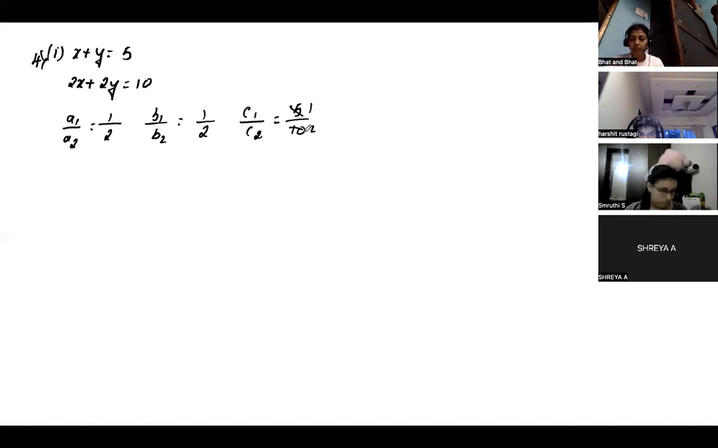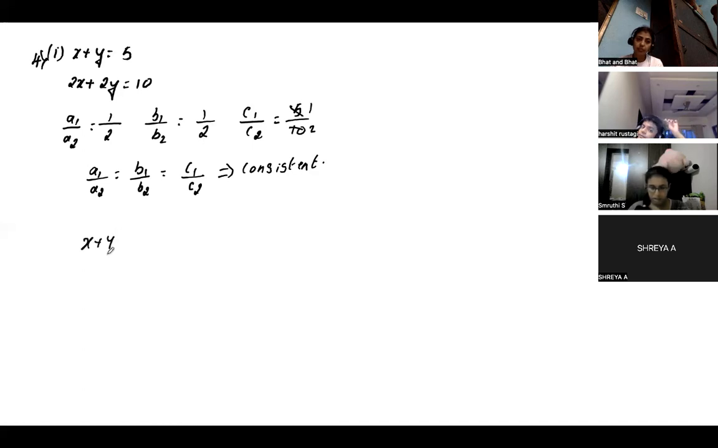Now all the ratios are equal. So if all the ratios are equal, is it consistent or inconsistent? If all the ratios are equal, it's consistent. a1 by a2 is equal to b1 by b2 is equal to c1 by c2. So therefore it is consistent and coincident. Okay, so now if consistent, what we are supposed to do, we have to find the solution graphically. So to find the solution graphically, we have to write the given equation for y.